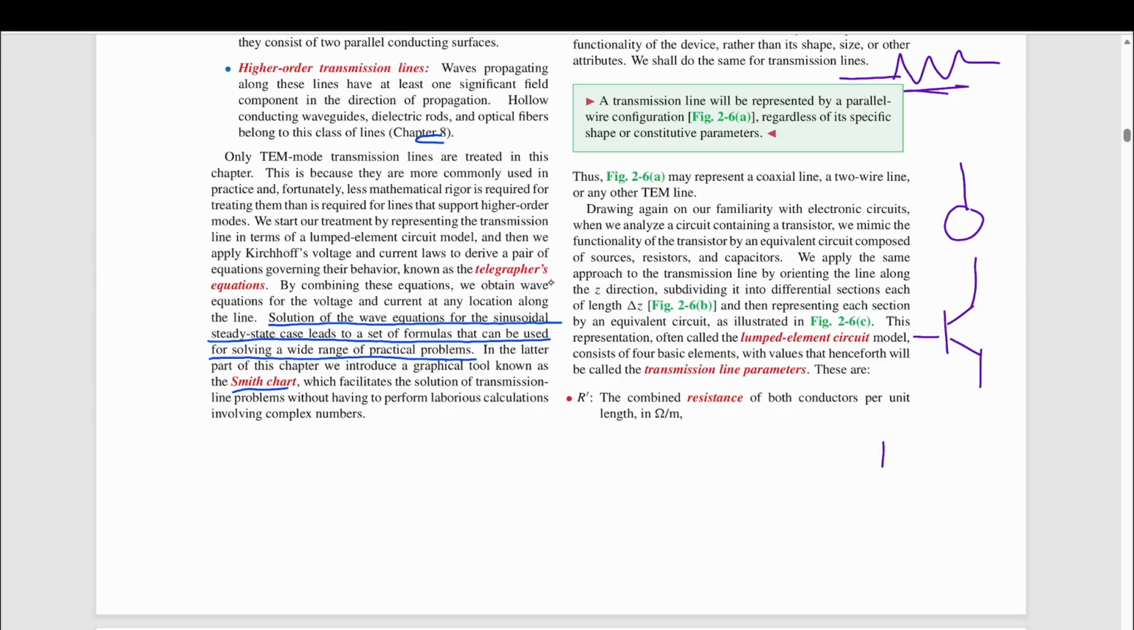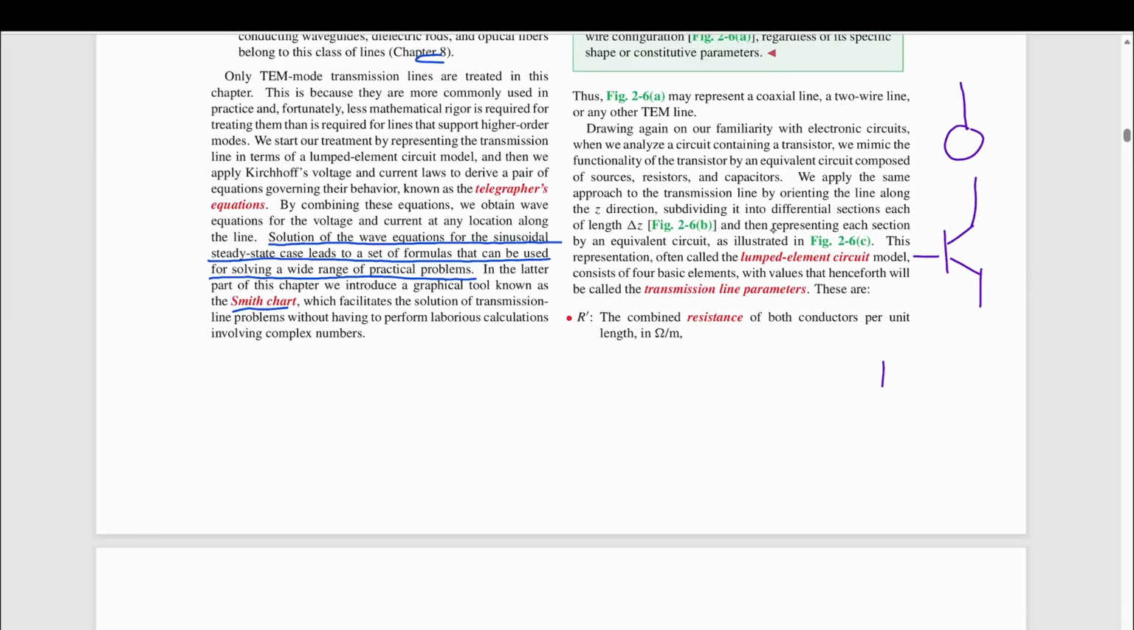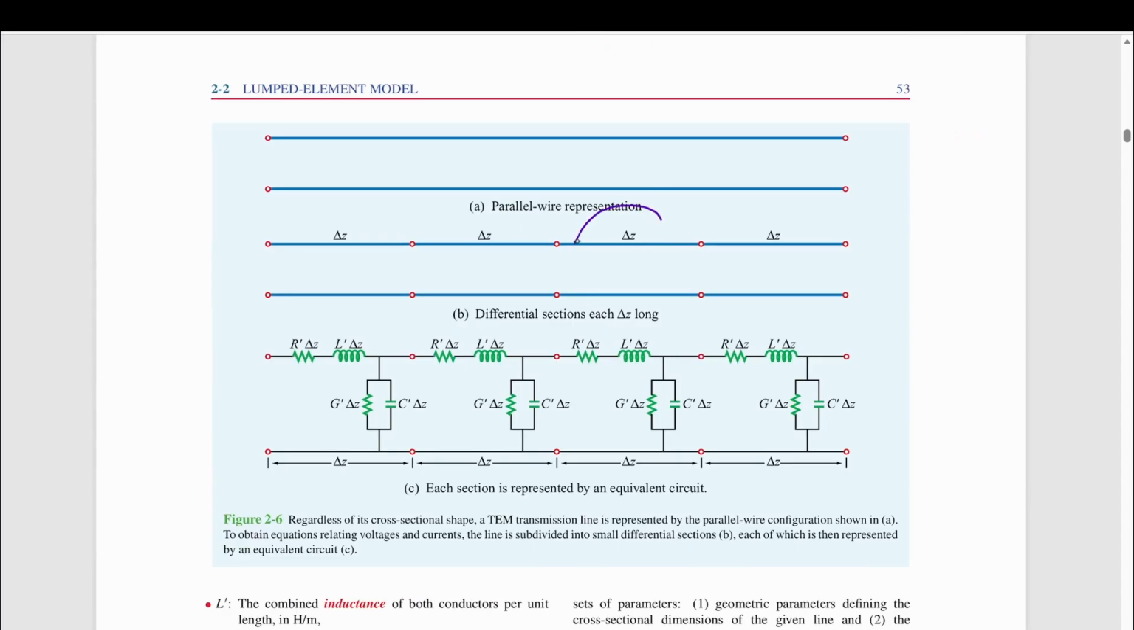We apply the same approach to the transmission line by orienting the line along the z direction, subdividing it into differential sections, each of length delta z. So here, we'll take our parallel wire representation and divide it into very small sections, each of length delta z. And then represent each section by an equivalent circuit as illustrated in figure 2.6c. So we will take each section and represent it in some circuit way, as we'll see.